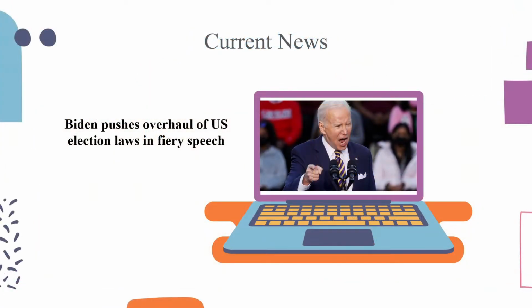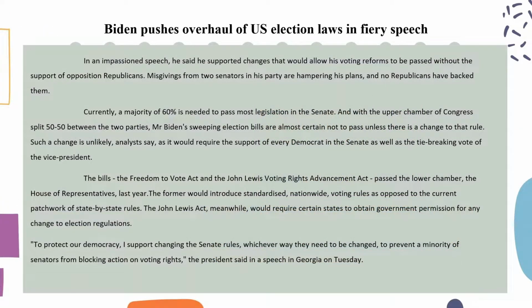And then we have the breaking news about North America. Biden abuses overhaul, uses election laws in fiery speech. In an impassioned speech, he said he is for changes that will allow his voting reforms to be passed without the support of opposition Republicans. Misgivings from two senators in his party are hampering his plans, and Republicans have backed them.